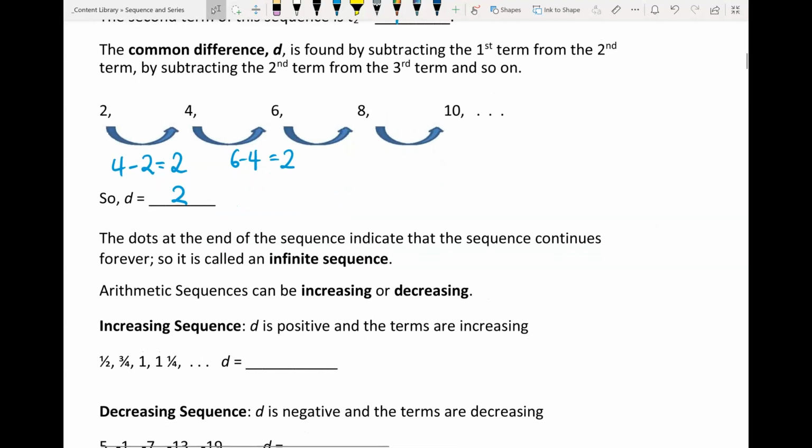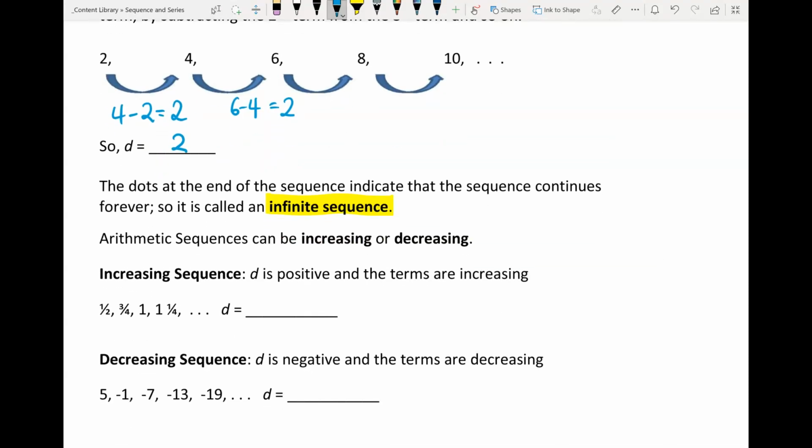The dots at the end of the sequence indicate that the sequence continues forever, which is called an infinite sequence. Arithmetic sequences could either be increasing or decreasing. So here's an example of an increasing sequence where D is positive. If we want to find D, it would be 3/4 minus a half, which is a quarter. So D is a quarter. And this means that this is an increasing sequence because D is positive.